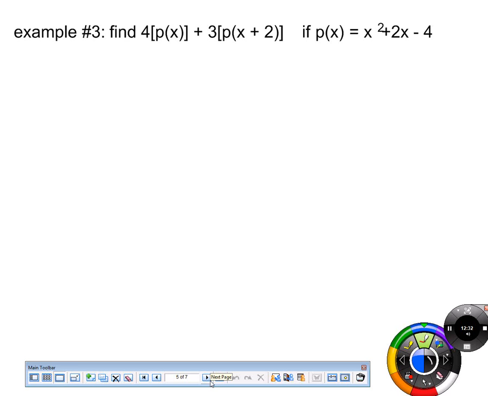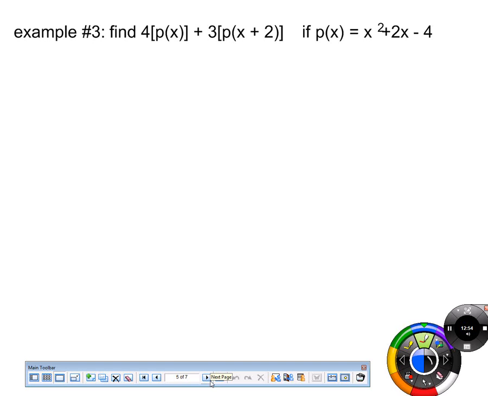So, like, look at the first term. 4, and then it has brackets, and then it says p of x. Is the 4 being plugged in for x? No. What is the 4 doing? It's multiplying. And what is it multiplying? P of x. What is P of x?